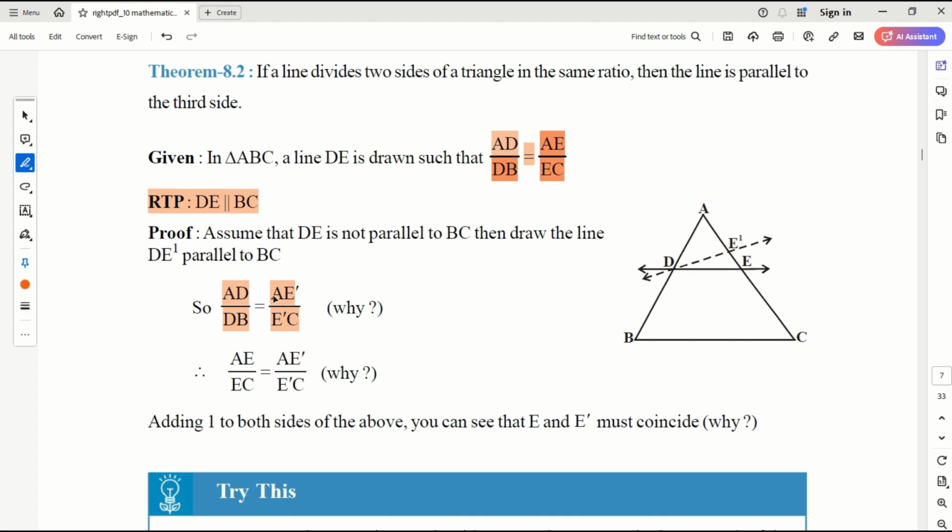So AD by DB is AE dash by E dash C. So these two will be equal, both the RHS sides will be equal. So AE dash by E dash C equal to AE by EC. Correct? That means E and E dash are the same. They coincide. This should be the same point. Okay, so this is the proof of the reverse of what we learned just now, the proportionality theorem.